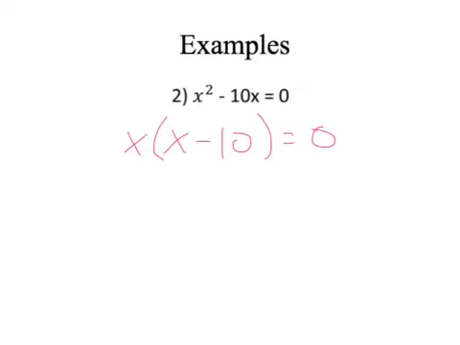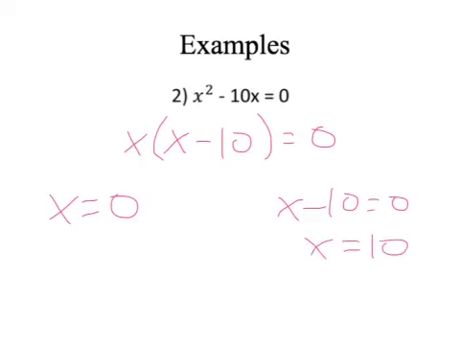So we just need to set everything equal to 0 now. So we want to set our x equal to 0, and our x minus 10 equal to 0. X equals 0 is already done and solved for, so it's finished. And then for x minus 10, we would just want to add 10 to both sides and get positive 10.